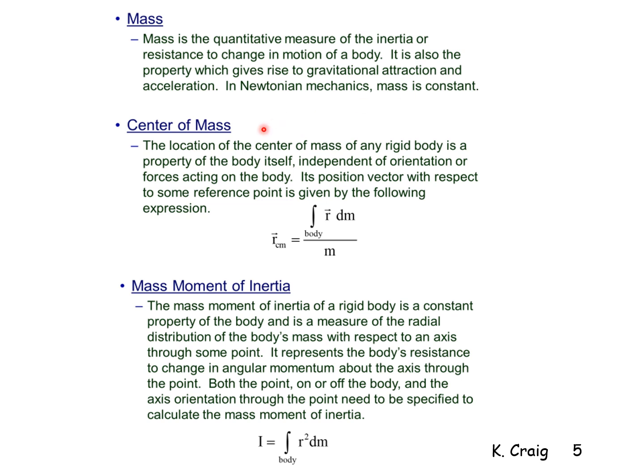What is center of mass? The location of the center of mass of any rigid body is a property of the body itself. So it does not depend on the dynamic situation, the axes you use. It's a property of the body, independent of all that. It's independent of orientation or the forces acting on the body. Its position vector with respect to some reference point is given by the following expression, which will apply in the case study at hand. So it's a property of the body. It doesn't matter what axes you use, what forces are acting on it, what its motion is.